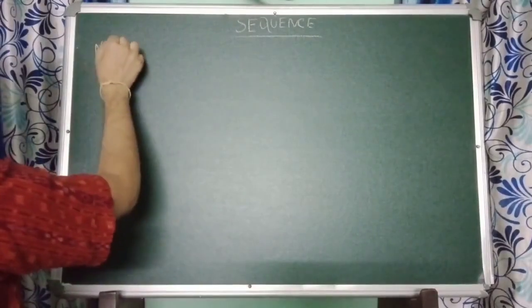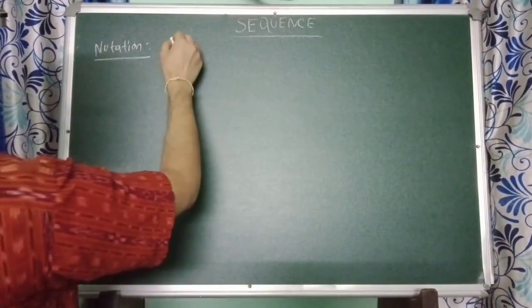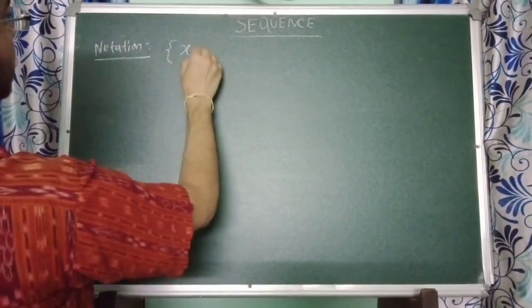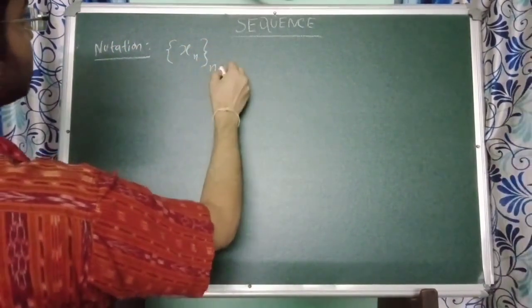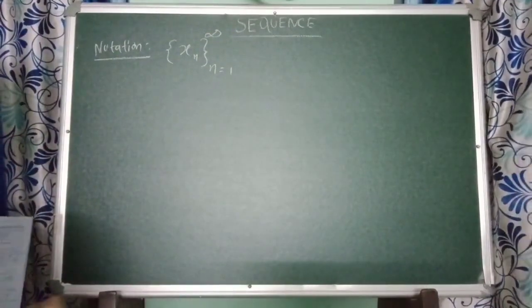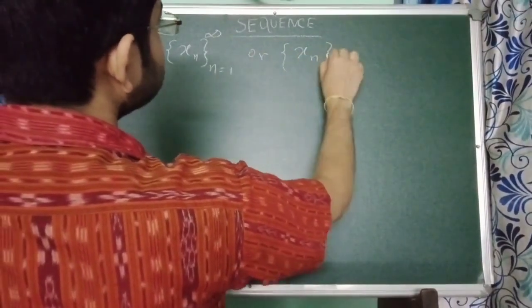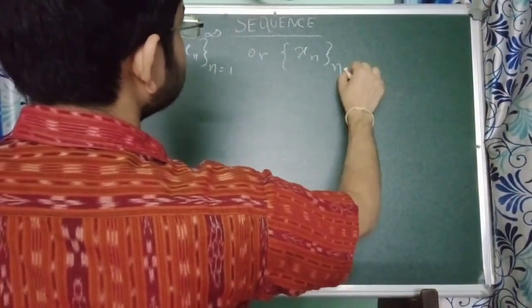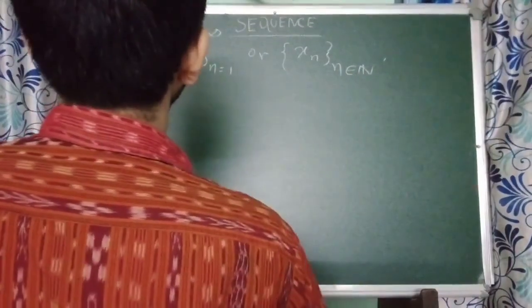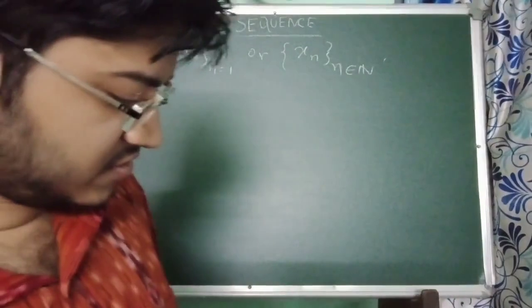Now we discuss the notation. Generally, a sequence can be written in this format, or also simply as xn when n belongs to the natural numbers. These are the notations of the sequence.